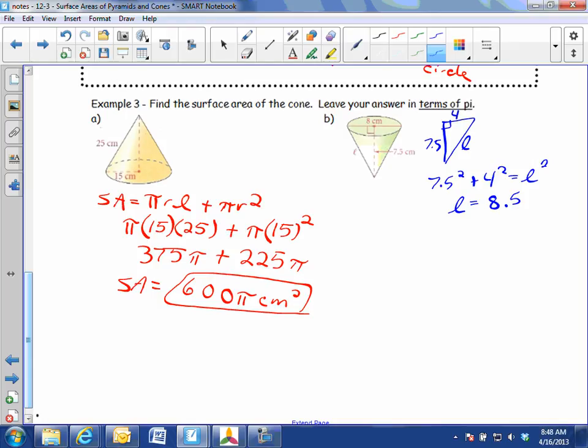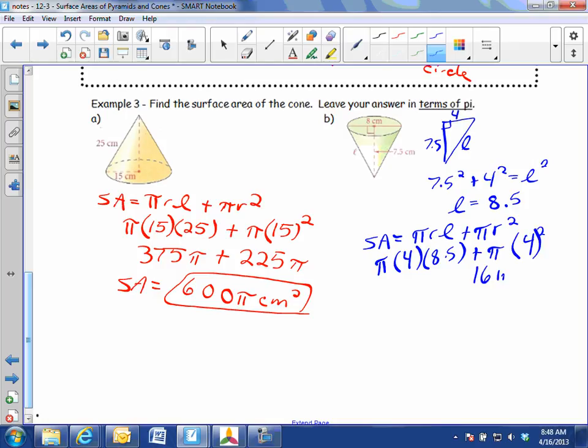Alright, so now we can fill out our formula since we know all our pieces. So our radius is 4, slant length is 8.5. I don't know what 8.5 times 4 is. 34.